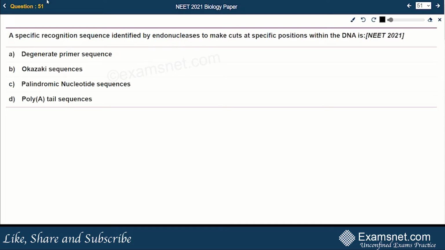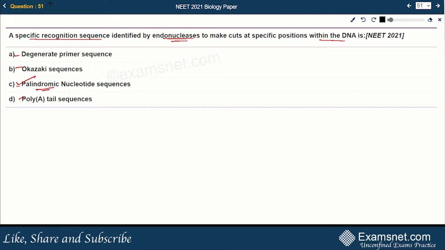So question number 51 is from the chapter Biotechnology Principles and Processes, and the topic is Tools of Recombinant DNA Technology. The question says a specific recognition sequence identified by endonucleases to make cuts at specific locations within the DNA is, and the options are degenerate primer sequence, Okazaki sequences, palindromic nucleotide sequences, and polyadenylate tail sequences. So the correct option out of the given four is option C, that is palindromic nucleotide sequences.